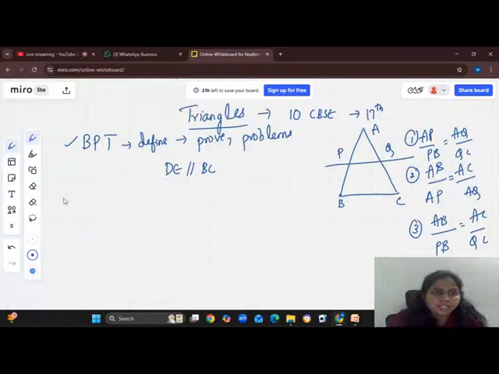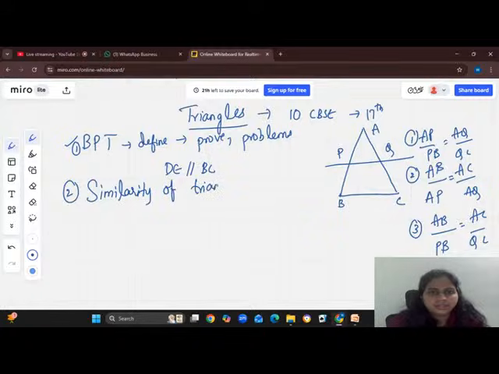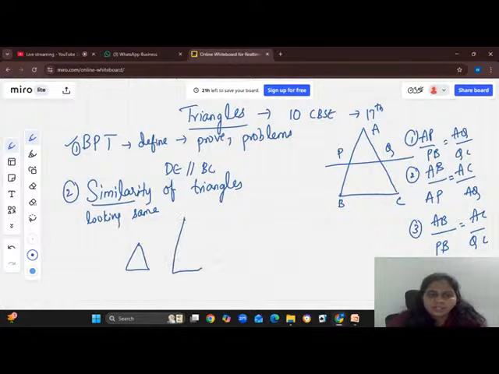And the second one is all about the similarity of triangles. What is similar? The name itself says looking the same, right? For example, this is my triangle, and this is my triangle. Both look the same, but they have different sizes. Now see this triangle I'm taking and this triangle I'm taking. Both have the same size and they also look the same.